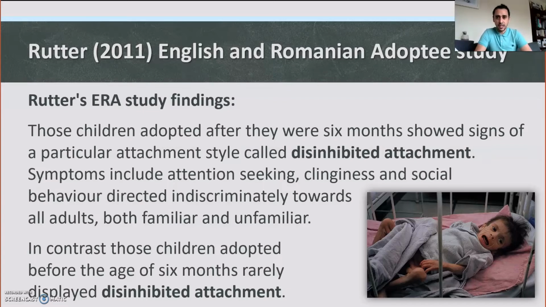Why is 6 months significant? If we think back to lesson 2, Schaffer's stages of attachment, it's around 6-7 months when attachments start to form, when we go into that specific attachment stage.